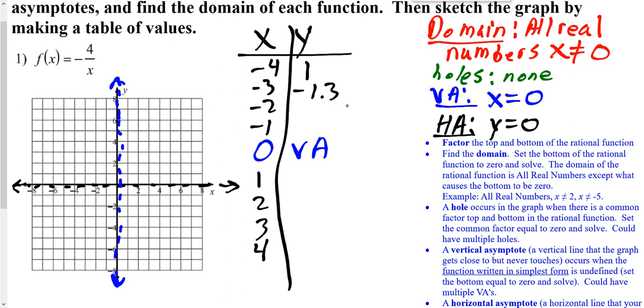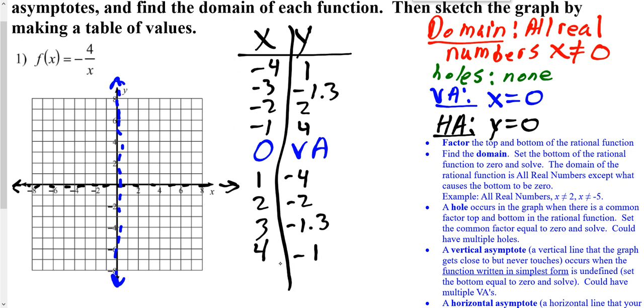Could we write it as a fraction? Yes. Could we go more decimal points? Yes. But you're graphing these, and it's harder to get even more accurate than the nearest tenth. Plug in -2, and I get out -2. Plug in -1 to my problem, and I get 4 over -1, which is -4. And then I'm going to plug in the numbers on the other side of my vertical asymptote. Plug in 1, plug in 2, plug in 3, plug in 4, and then I'm going to go ahead and plot my points.